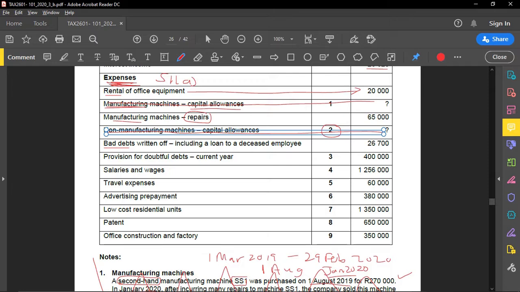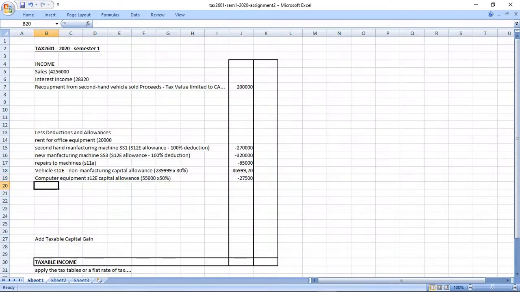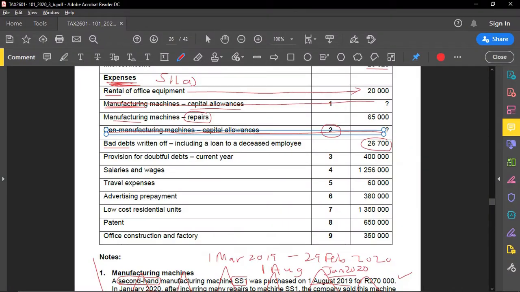Bad debt basically indicates that you had outstanding amounts that were owed to the business, to the organization, but that portion wasn't received. So if that portion isn't received, obviously there's going to be some sort of deduction based on your general operations, your section 11A. So this 26,700 would be a general deduction, section 11A, bad debts. So I'm writing off what I couldn't collect, 26,700.